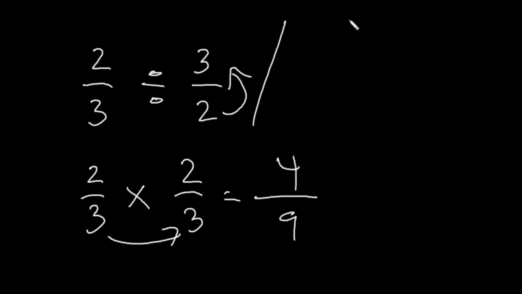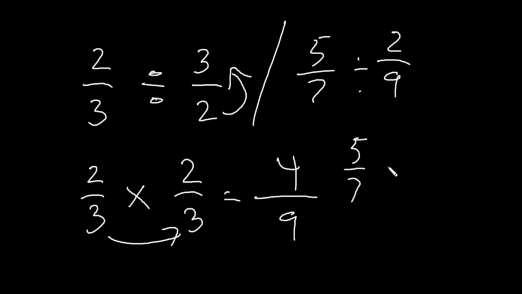We have another example. Let's say we had 5 over 7, and we wanted to divide that by 2 over 9. It's just a simple case. We flip it around and multiply it by the fraction. So we have 5 over 7 times 9 over 2, which is 45 over 14.